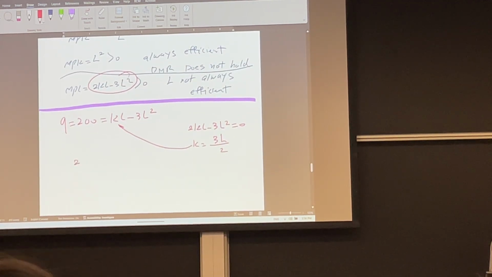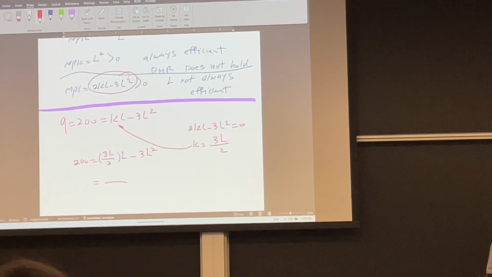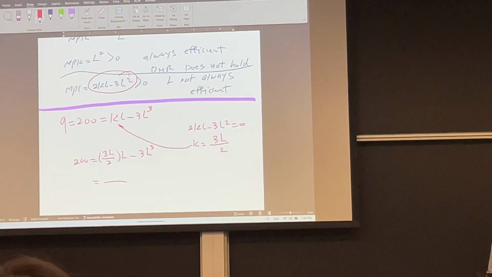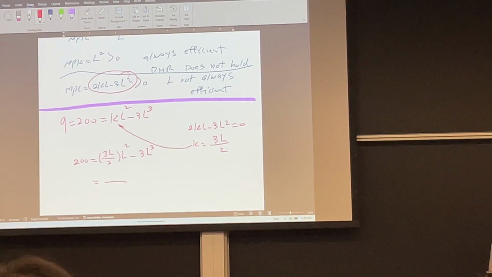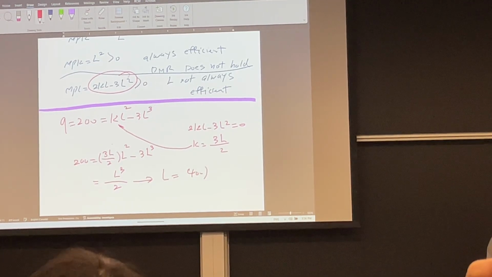See what we get. 200 equals 3L to L minus 3L squared. That gives you, that's the power of 3 now too. My mistake. That's the power of 3. And was this the power of 2? I think this is 2. I missed that 2. This is the production, right? So that should be L cubed divided by 2. So now I can get L. That should be 400 to the power of 1/3.